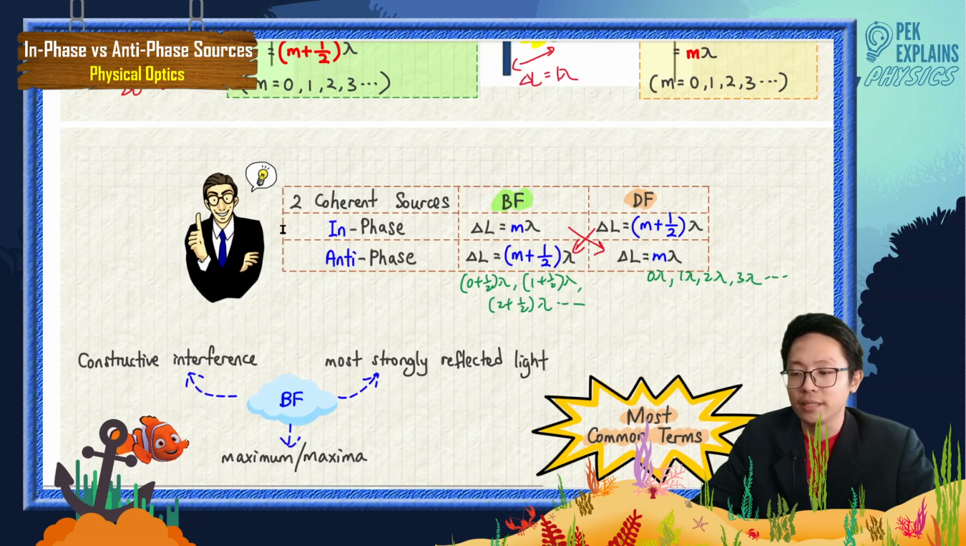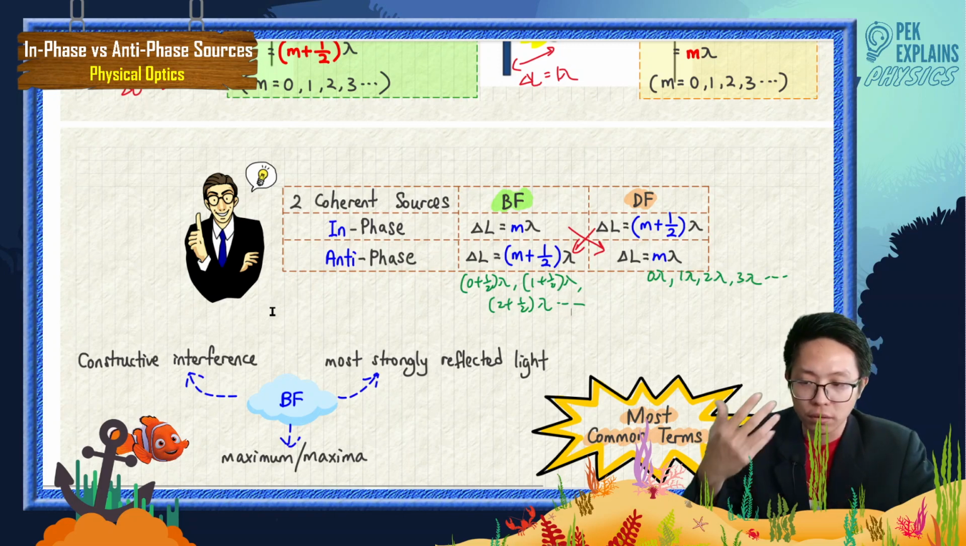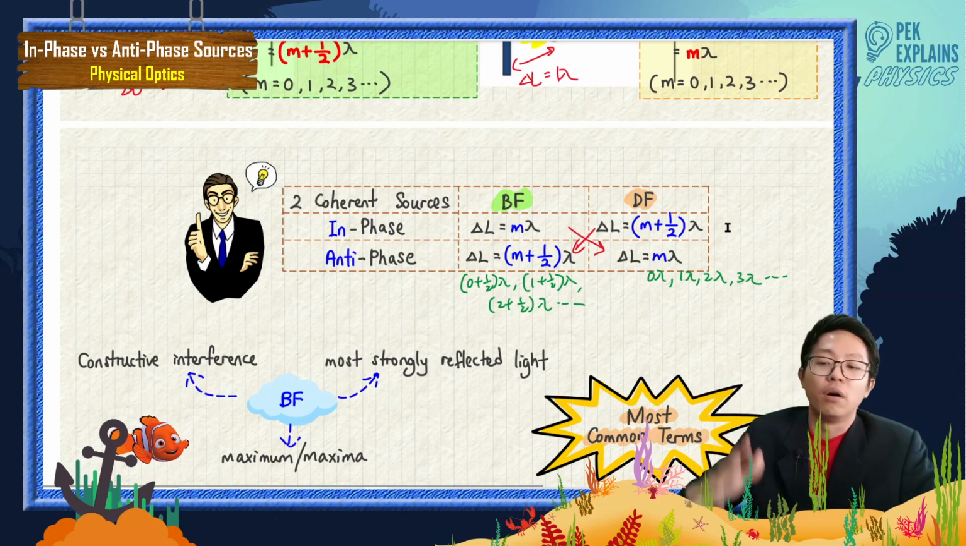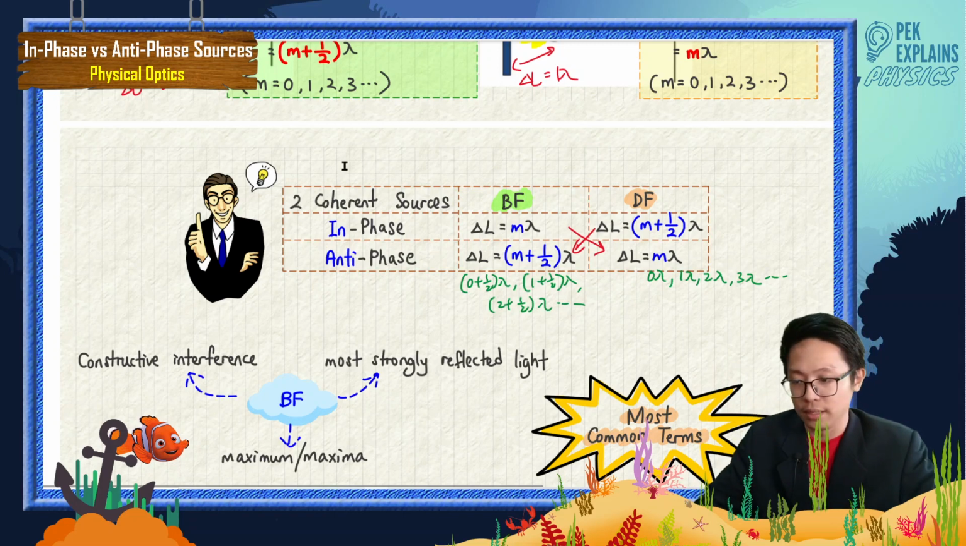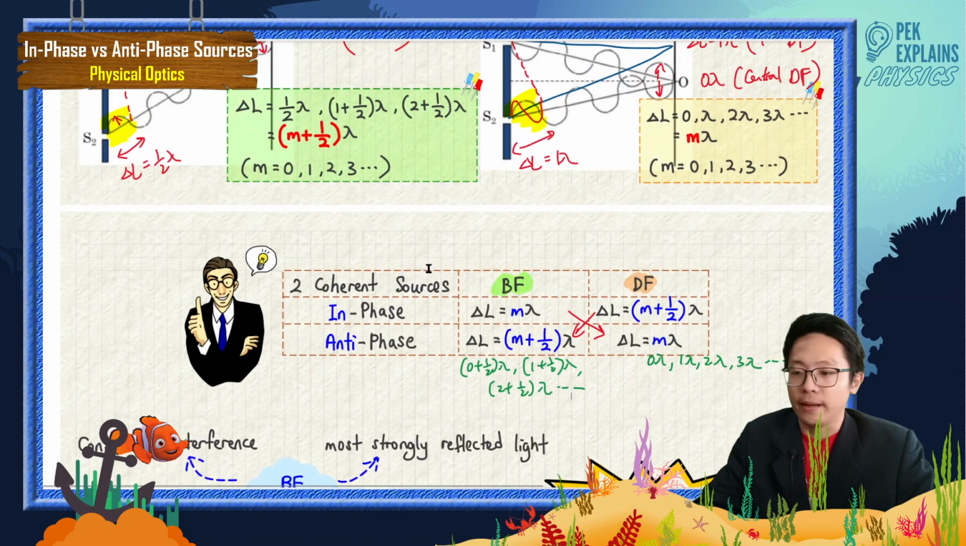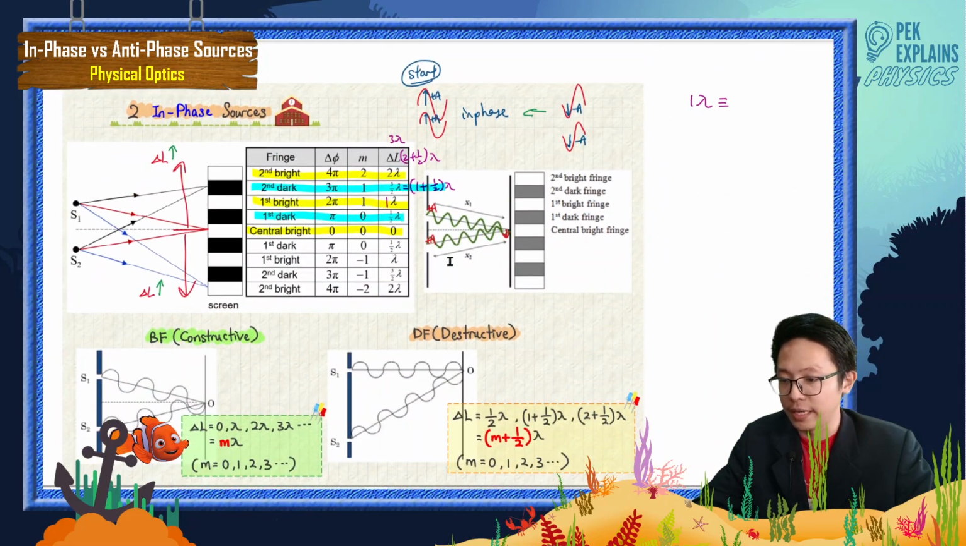Okay, so this is the most important thing. I squeeze up everything. We will refer to this in the Young double slit, and also the thin film, and also single slit and diffraction grating. All the following subtopics are related to this. We can say this is the core idea of how to form the bright fringe and dark fringe for either in-phase source or anti-phase source. That's all for in phase and anti phase.